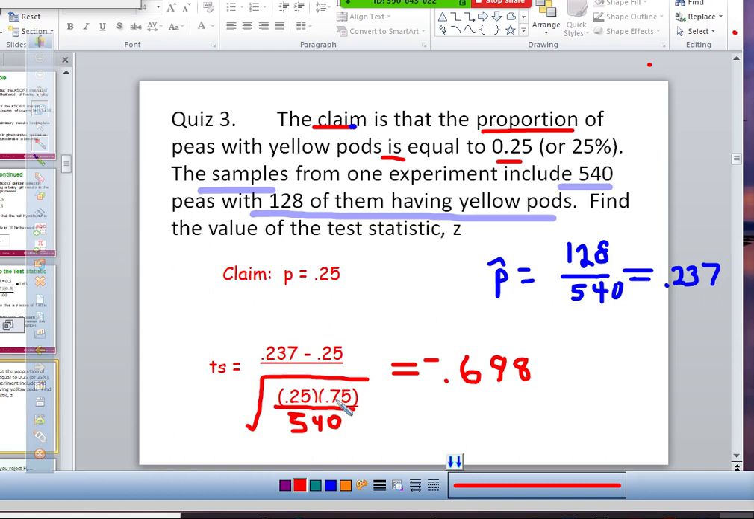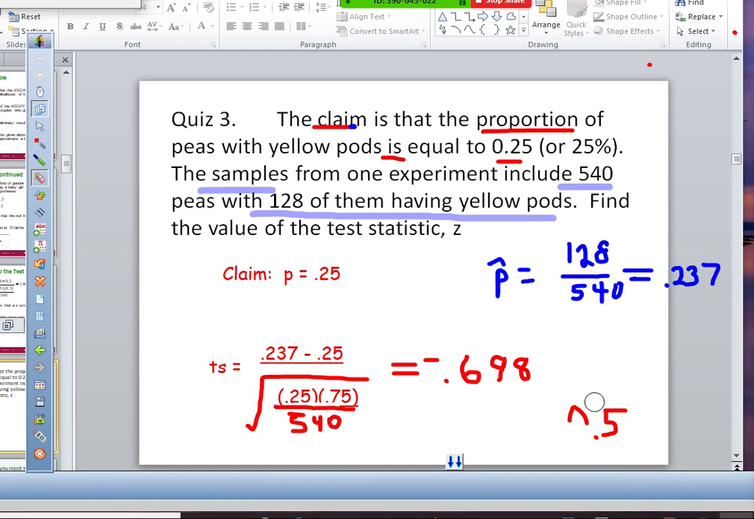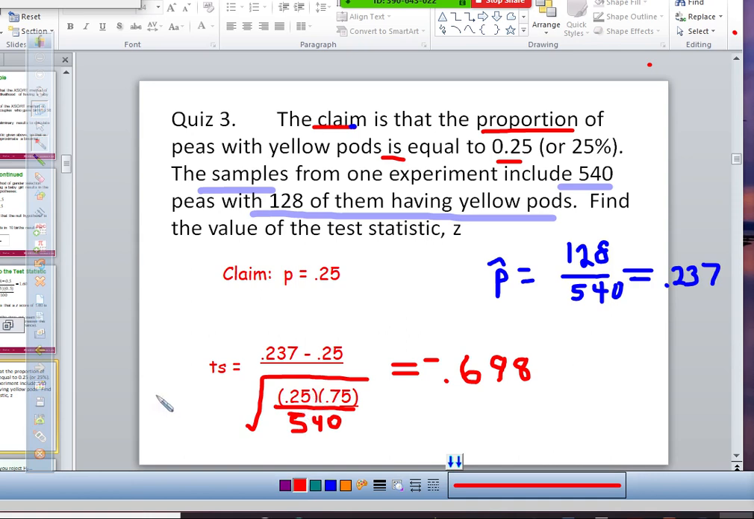The easiest way to do it is to do this part first inside: 0.25 times 0.75 divided by 540, and then raise that to the 1/2 power. Raising it to the 0.5 power is taking the square root of it. Find that separately, write it down, and then do this minus that divided by whatever number you get. Find your bottom first, write it down, then find the top, and divide it by the bottom you found.